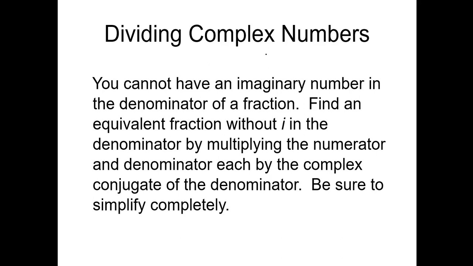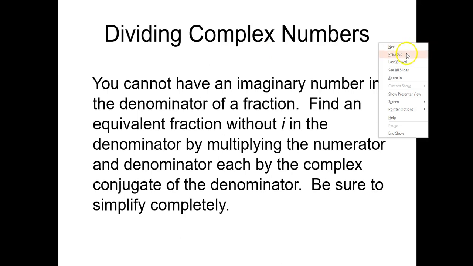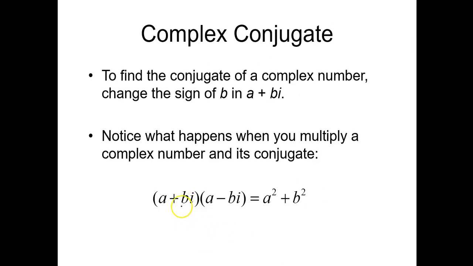So you've got to try to find an equivalent fraction. What you're going to do is take the conjugate of the denominator and multiply top and bottom by it. The top might still have an i, but the bottom will not. Like we noticed in the previous slide, if you multiply a complex number and its conjugate together, there's no i to be found anywhere. If you don't believe me, just FOIL this out, multiply it out, and show that you end up with a squared plus b squared.